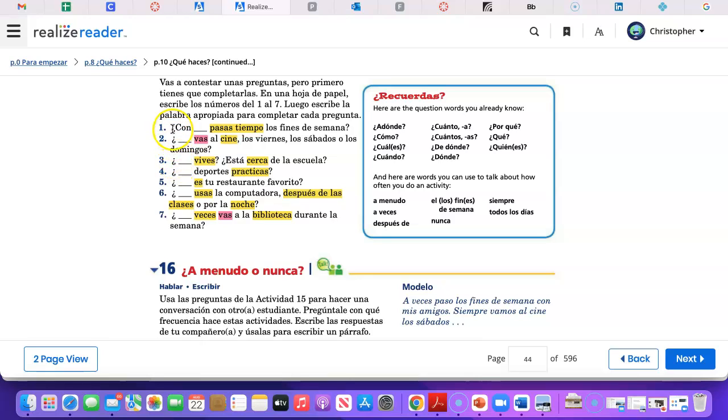So number 1 was con quién or con quiénes, right? One of the two. Con quién pasas tiempo los fines de semana? Who do you kick it with on the weekend? I kick it with my family on the weekend for the most part, right?